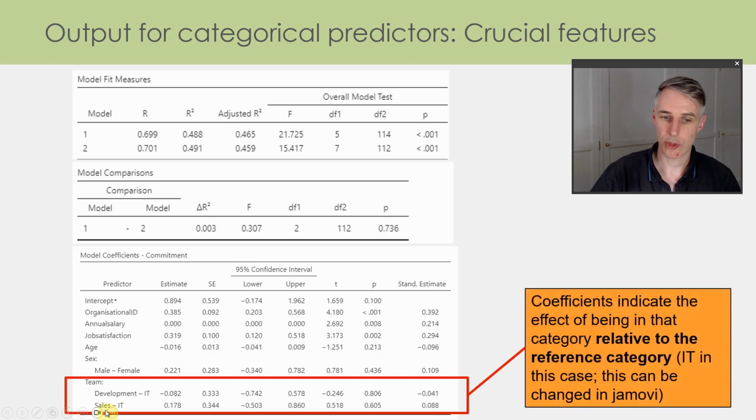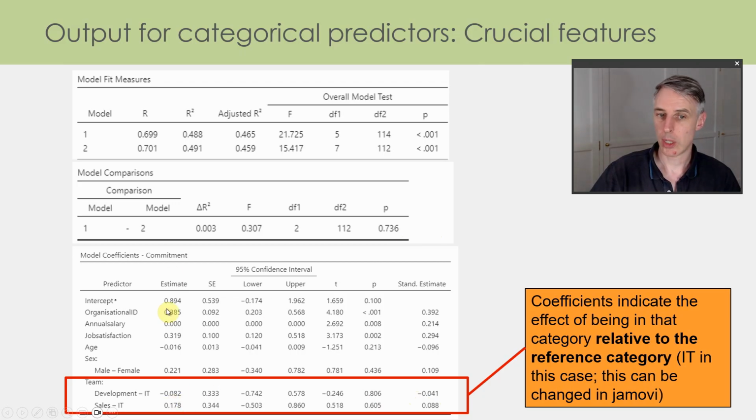Then the coefficients for team as a variable, development versus IT. IT here is the reference category as it was by default. So being in the development team as opposed to IT, or the sales team as opposed to IT, were not significant, as you would expect from the overall non-significant effect of team.